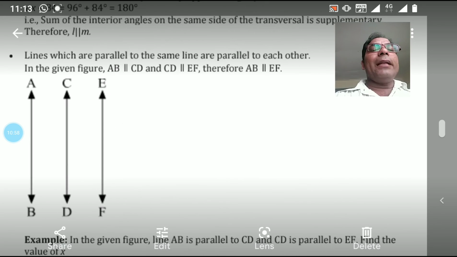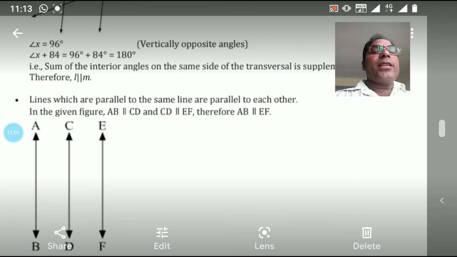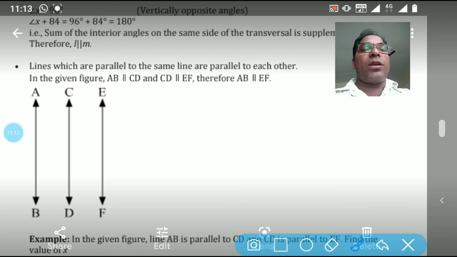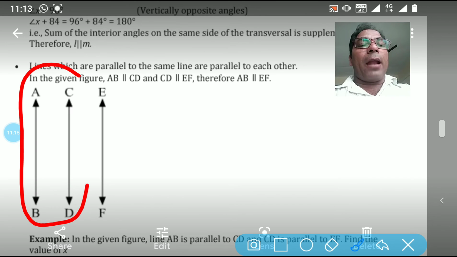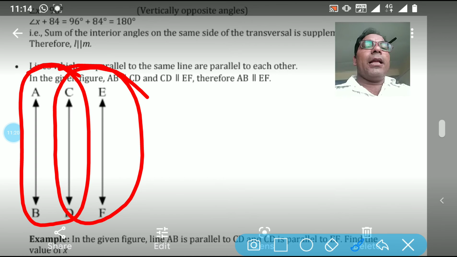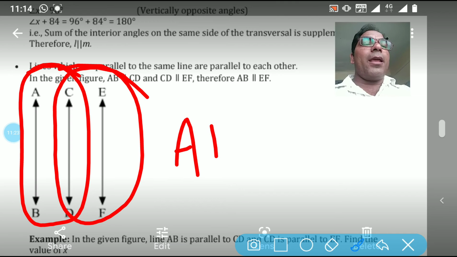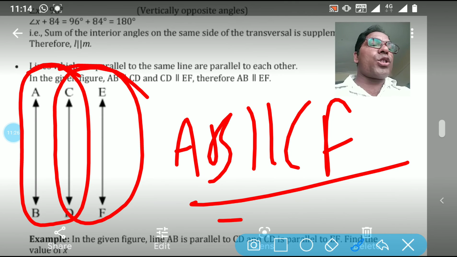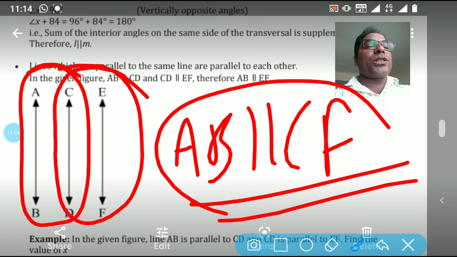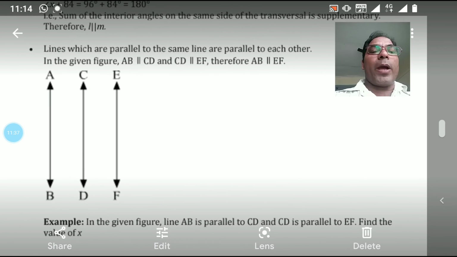Okay. And next, here you can see in this diagram, lines which are parallel to the same line are parallel to each other. If two lines are parallel to the same line, then they will also be parallel to each other. Suppose the example is given: AB is parallel to CD and CD is parallel to EF. Then what will happen? Then AB will be parallel to EF also. So this point: AB parallel to CD and CD parallel to EF means AB parallel to EF. Okay, so you understood this point also.